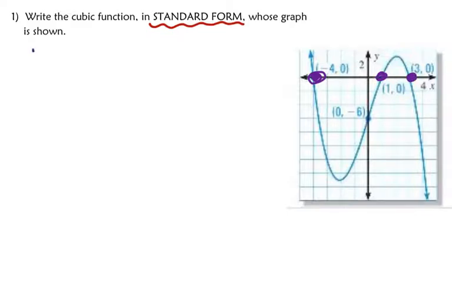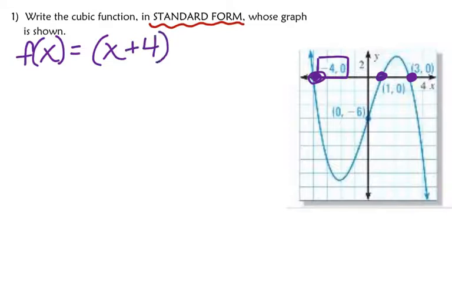So I'll start off by writing f of x, which is just our function, equals, I'm going to leave a little bit of space here and you'll see why in a second, and we're going to take each of these zeros. So if negative 4 was a solution, negative 4 is our 0, that would have come from a factor of x plus 4. Then the positive 1 would come from a factor of x minus 1, and then the positive 3 would come from a factor of x minus 3.